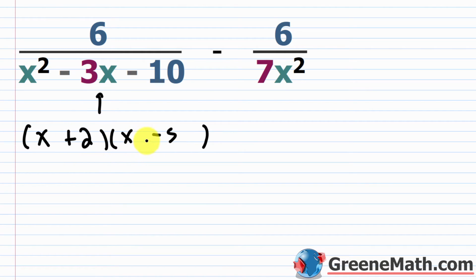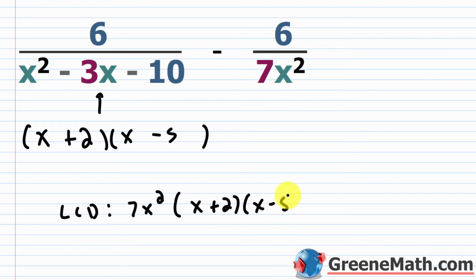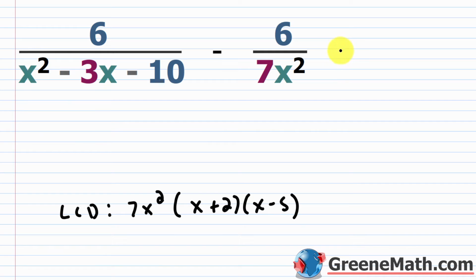Now between these denominators, there's nothing in common. So my LCD is just going to be the product of the denominators. So the 7x squared times the quantity x plus 2 times the quantity x minus 5. Now I don't need to write this each time, but I'm just making that crystal clear. Now, let me actually get rid of this. I'm going to put equals.